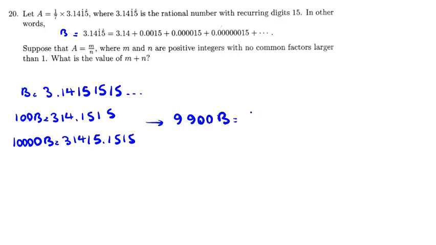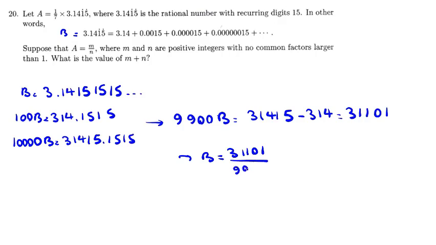9,900b equals 31415 minus 314. 5 minus 4, 1. 1 minus 1, 0. 4 minus 3, 1. And 1 and 3. So b equals 31101 over 9900. And a is what? A is 1 over 7 times b, which is over 9900.